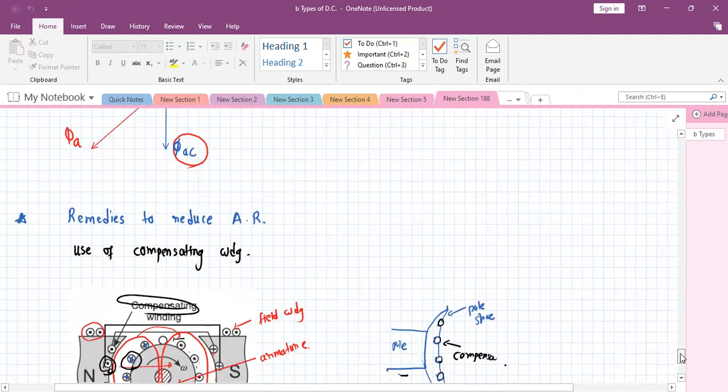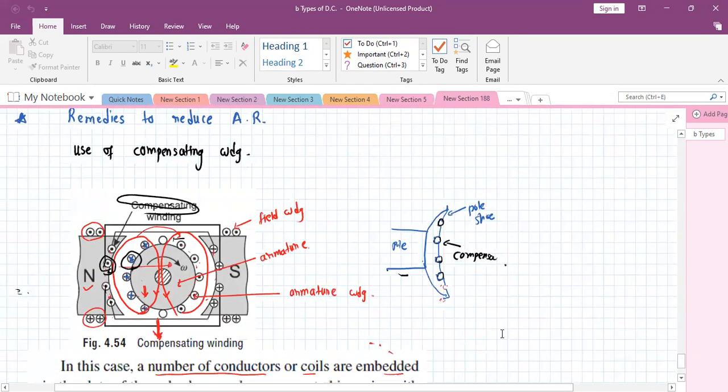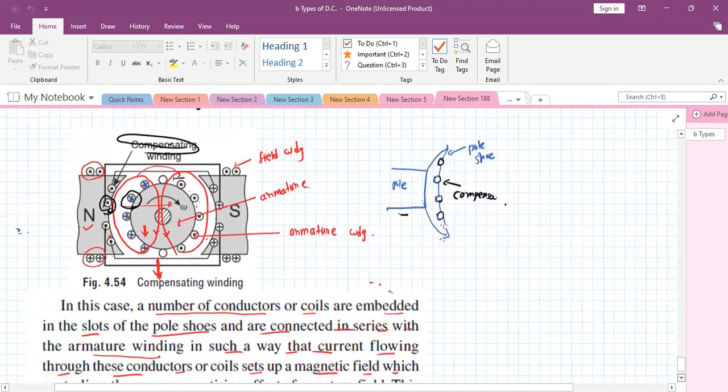So what is the remedy? We have discussed that the compensating winding is the remedy to reduce the armature reaction. What does it do? It creates another flux which is opposite to the armature flux. So the armature flux will be reduced and your main flux will remain approximately the same. Okay, so that we have discussed.